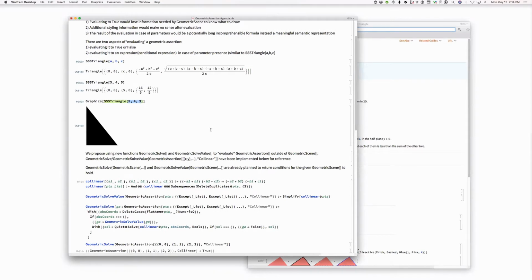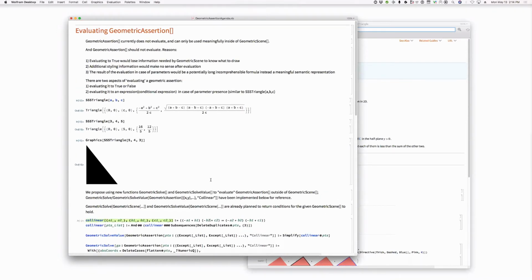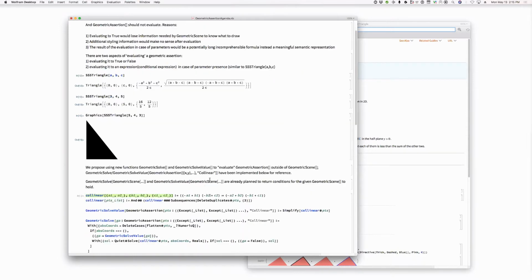Okay, geometric solve and geometric solve value. What is this here? I mean, let's go back to what's the issue at hand. The issue at hand was an email from you a while ago where you asserted that there was one line and there was a parallel line and they were parallel. And you expected to get true, that it would evaluate rather than just state the thing. But I see. Within geometric scene, we only want statements. We don't want evaluation. We just want to state things, even trivial things, because we might want to plot them, we might want to style them. They shouldn't kind of evaporate away.